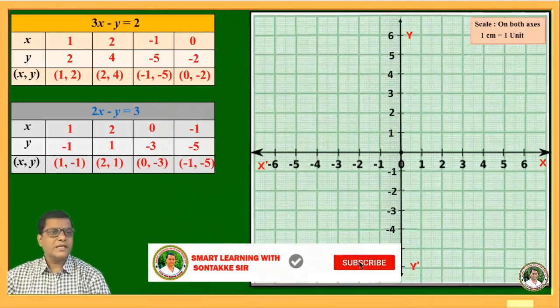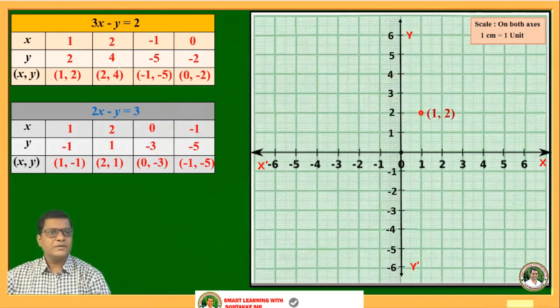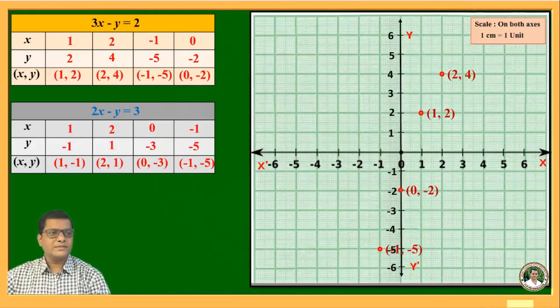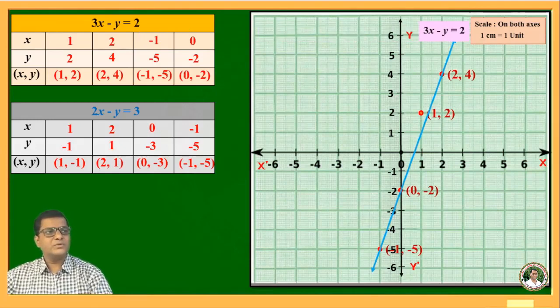write the scale, then first point 1, 2, second point 2, 4, and third point -1, -5, and last point will become on y-axis. On this same, draw the line passing through it, and this is a graph of equation 3x minus y is equal to 2.